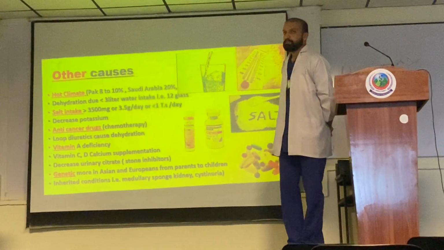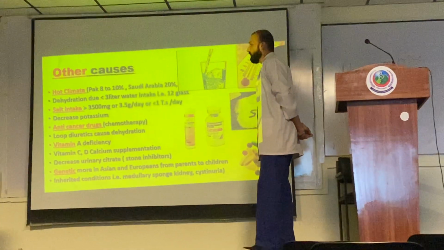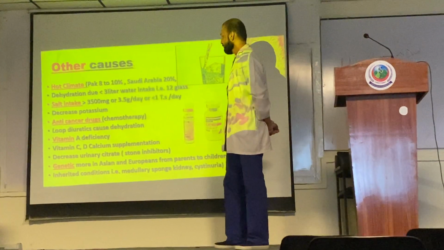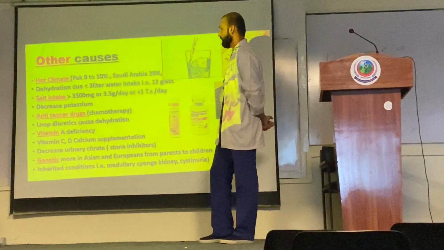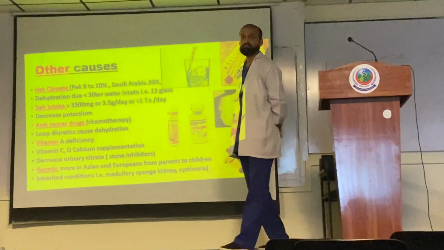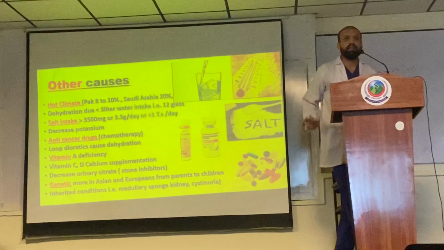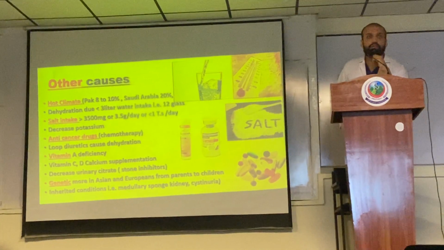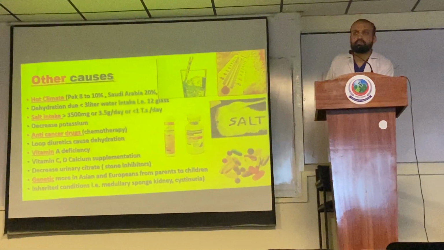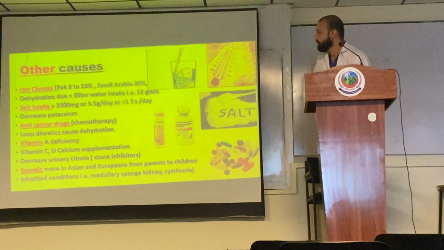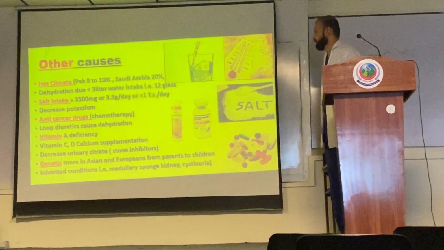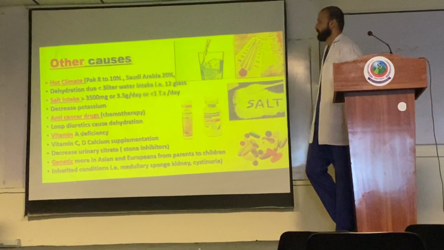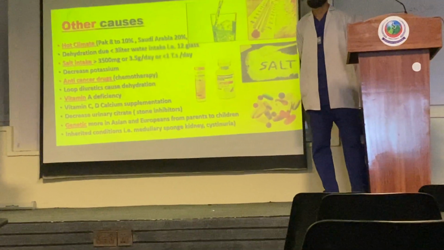It can also be due to excessive use of anticancer drugs, chemotherapy, and loop diuretics also cause dehydration. What is a loop diuretic? Can anyone tell one loop diuretic? Furosemide. Furosemide is a loop diuretic. It will increase the concentration of water there to stop injurious fluid.